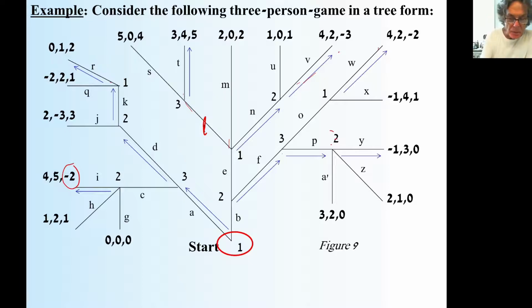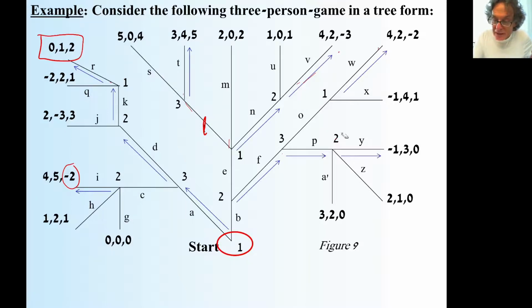And what is the equilibrium outcome? 0, 1, 2. So in equilibrium of this game, not only equilibrium, but the perfect equilibrium, the one that is obtained by backward induction, the perfect equilibrium is 0 for 1, 1 for 2, 2 for 3. Okay, that's the analysis of this game.